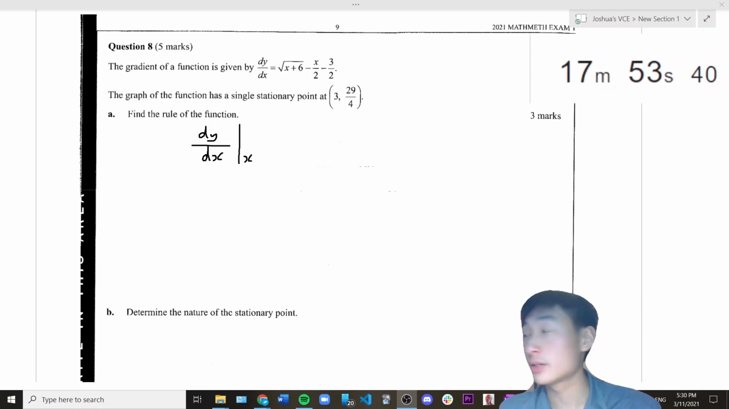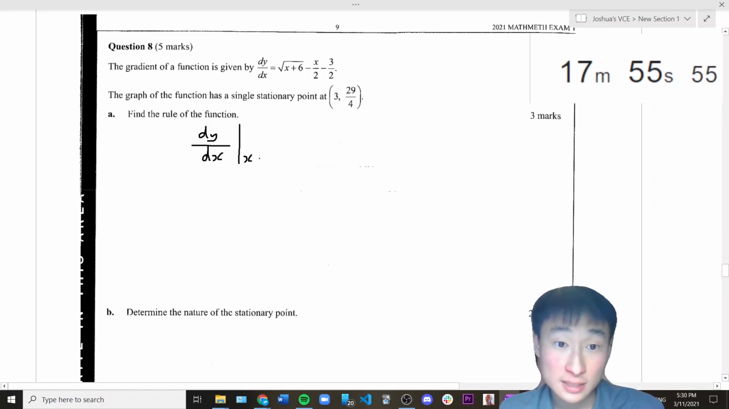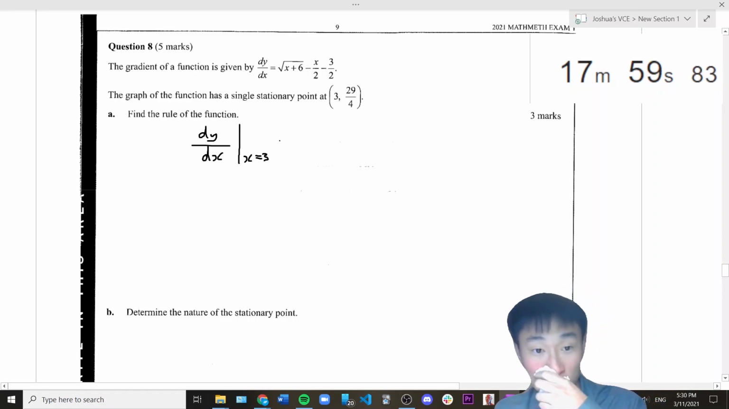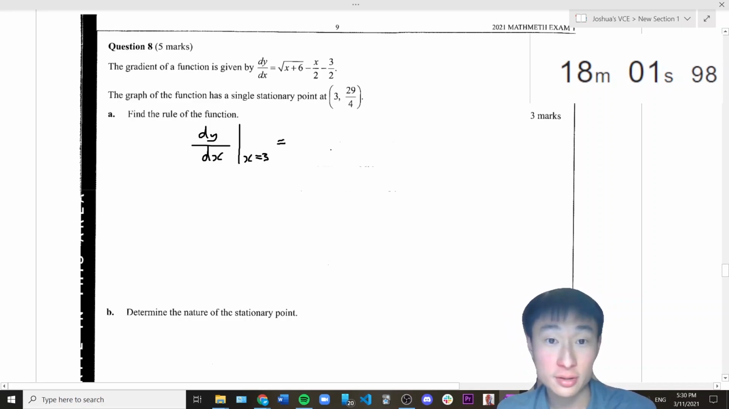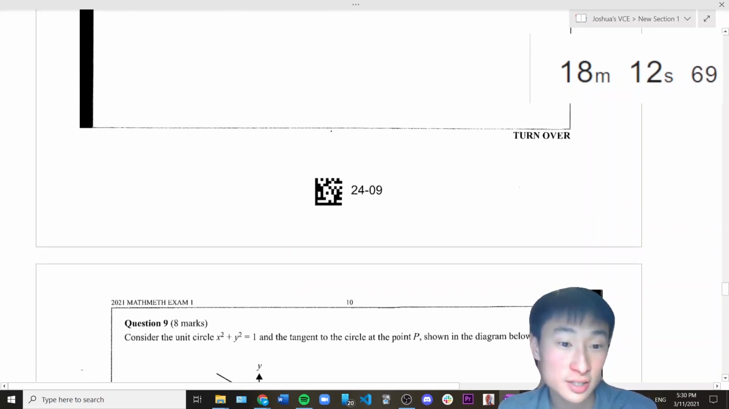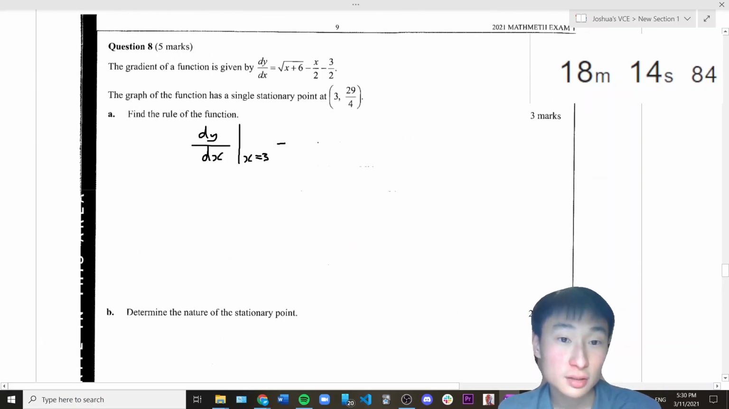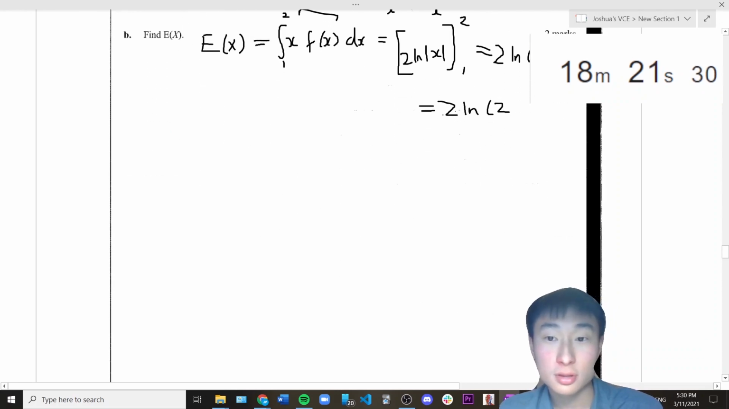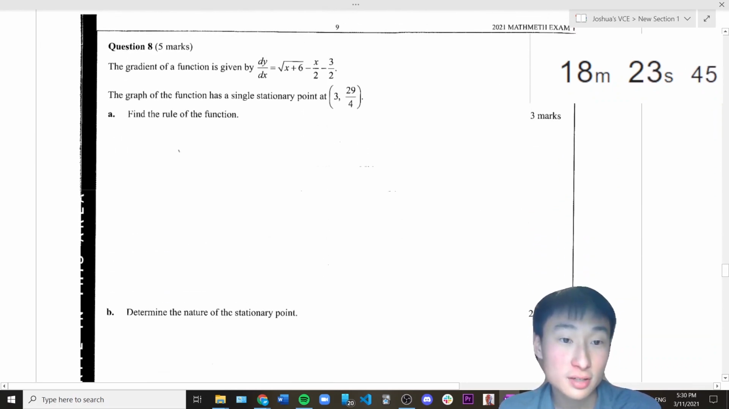Sorry, give me a sec. There we go. x is equal to 3, that is equal to 0. So if I sub that in, do I even need to do that? Why is it giving me this information? Okay, I don't think we even need this information. What am I doing? I just need to antiderive this.